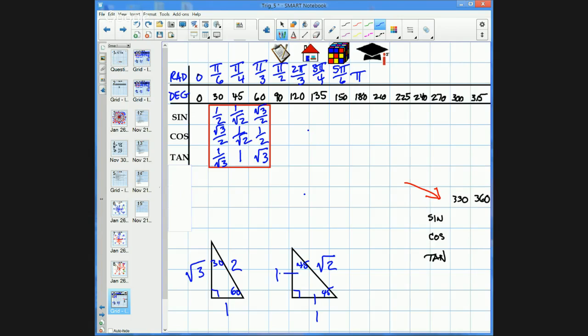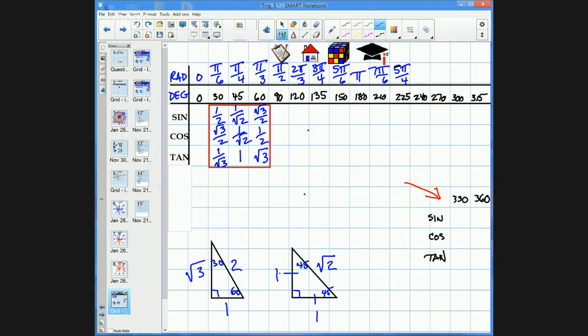Okay. Isn't 210 just 30 degrees past pi? So pi over 6 past pi. So 1 pi plus 1/6 of pi would be 7 pi over 6. 225 is what? Pi over 4 past 1 pi. So 1 1/4. 5 pi over 4.